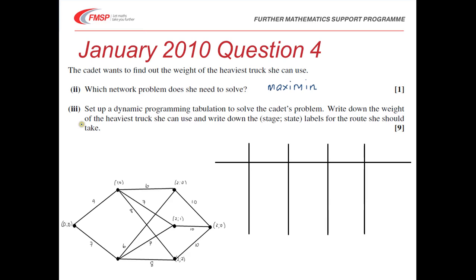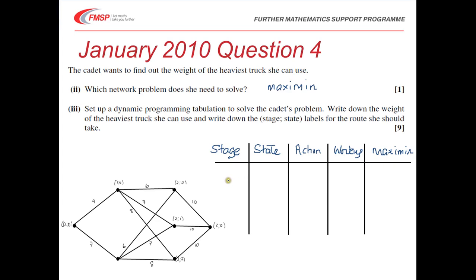And then in part 3 we're asked to set up a dynamic programming tabulation to solve the cadet's problem. Write down the weight of the heaviest truck and the stage and state labels for the route. So we'll start by drawing up some columns. So we'll have a stage and a state. We'll have our actions, and I'll call this just our working column, and then we have the maxi-min. So you're likely to start by drawing up a table, I would think with 5 columns in it like that.